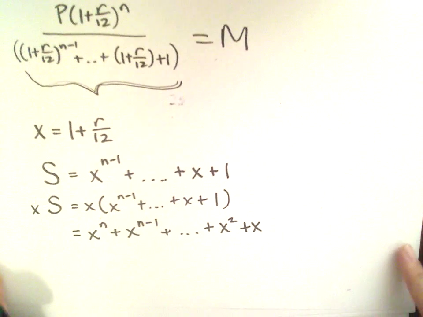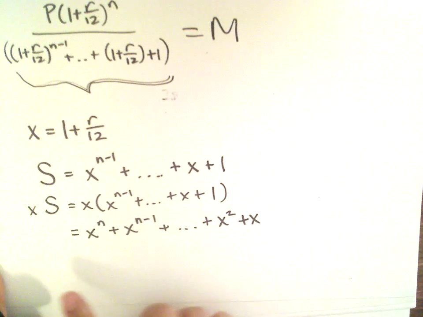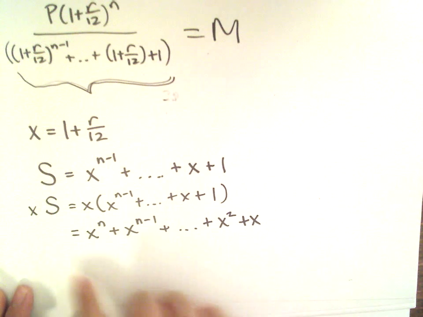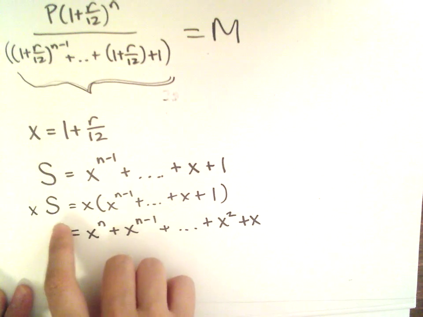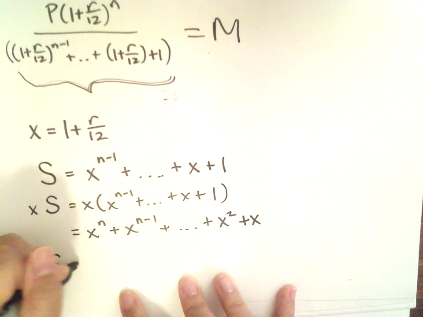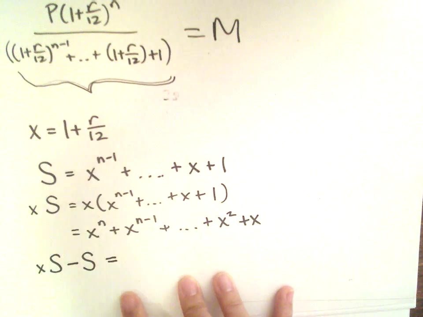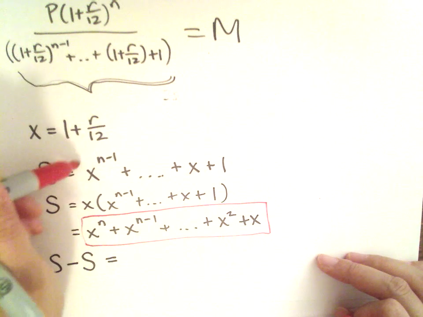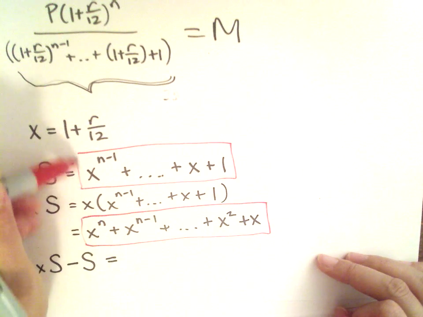Okay, so then what we're going to do from here is something a little bit different from what we did in class. We're going to take x times s minus s instead of s minus x times s. And it's just going to make the calculations a little bit easier. So it's x times s minus s. Okay, so when we do that, we take this right here, and you subtract off this right here.